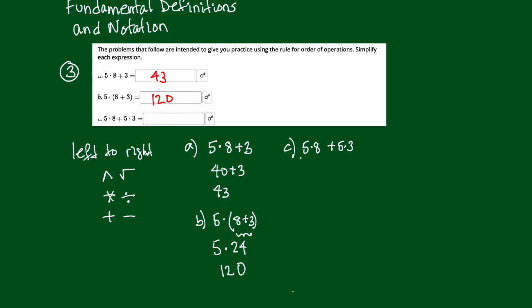5 times 8, all right, so this one we're going to get a 40. Then we're going to do the plus. Then we're going to have a 15. And now just one addition left, so this is going to be 40 and 15 is 55. So we will put 55 in our solution field here.